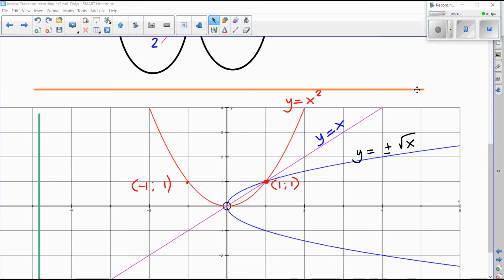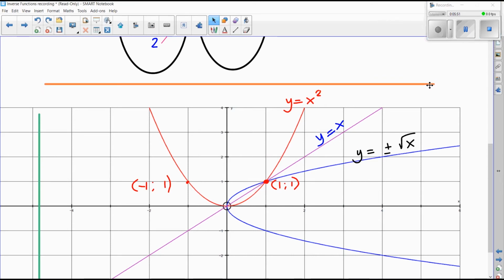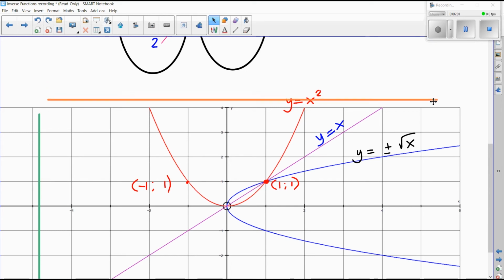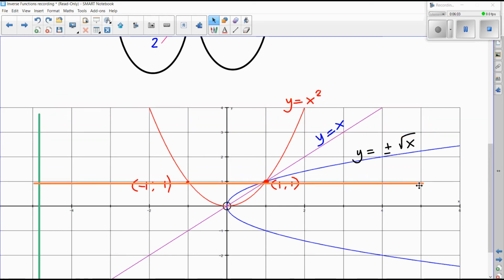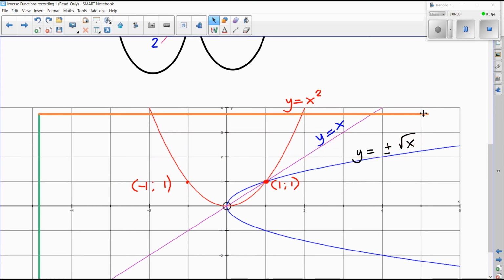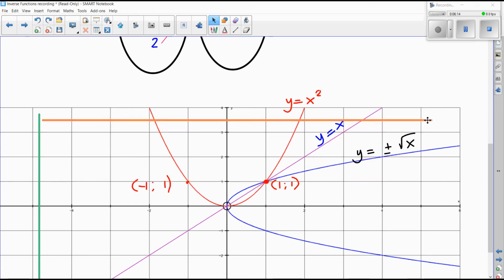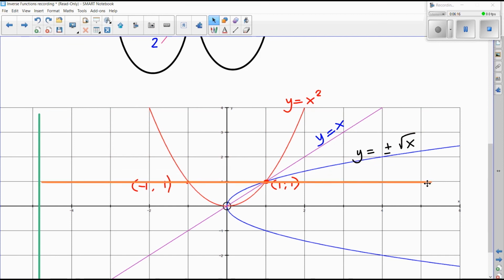The second test is the horizontal line test, and the horizontal line test will tell you whether a function is a one-to-one function. So if the horizontal line cuts your graph at one point only, then it's a one-to-one function. Clearly, you can see that the parabola is not a one-to-one function because the horizontal line is cutting your parabola in two places. So the parabola is a many-to-one function. And if your graph is not a one-to-one function, then its inverse will not be a function.